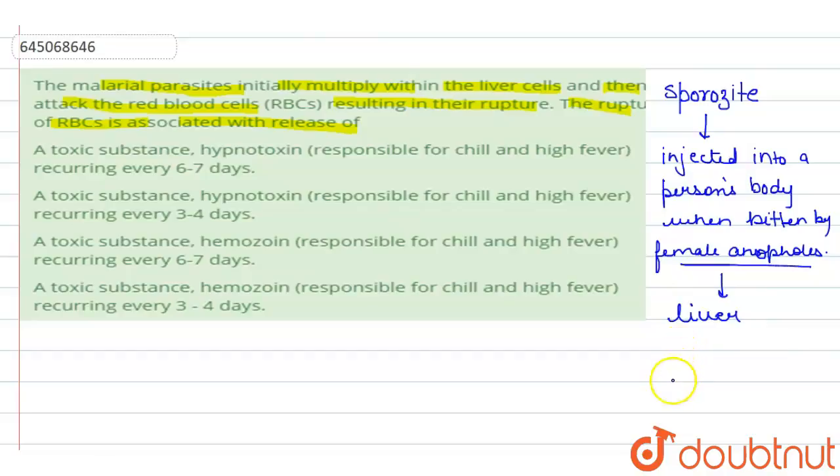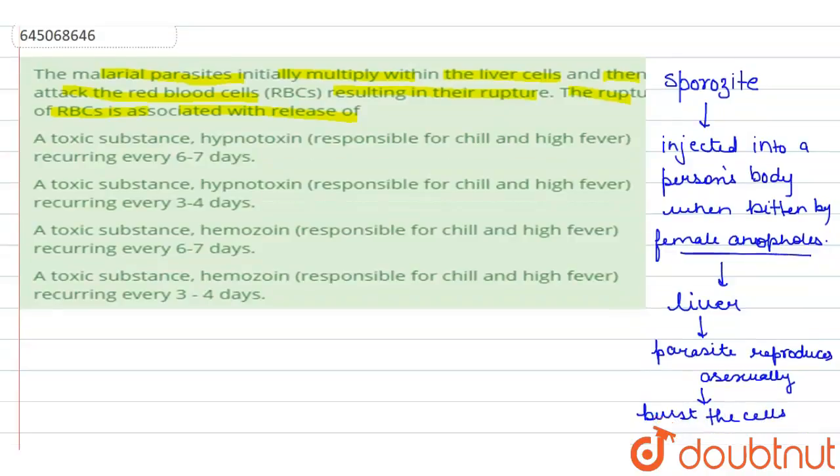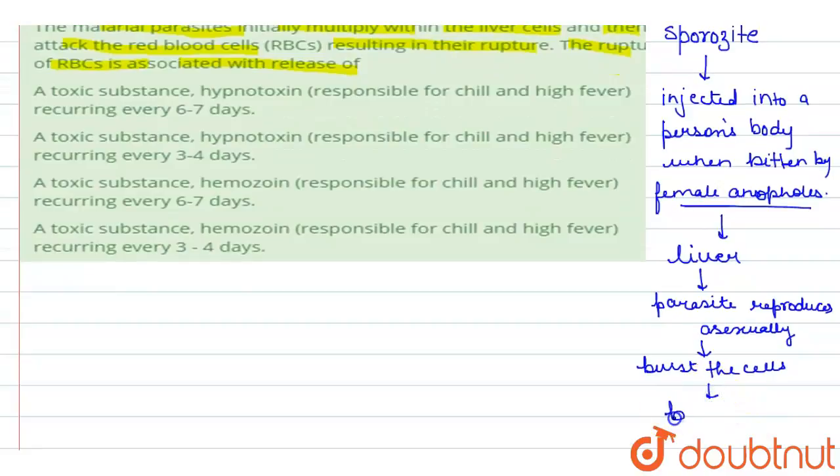Now over here what happens? That parasite reproduces asexually in the liver cells. That bursts the cells and releases into the blood. So when they start reproducing asexually, then bursting of cells happens, and then they float into the blood. Now the parasite has entered the RBC.